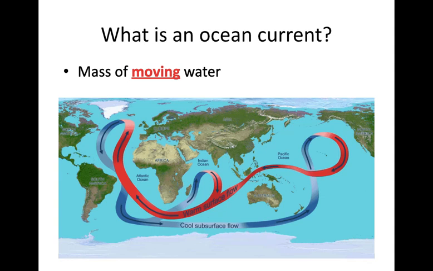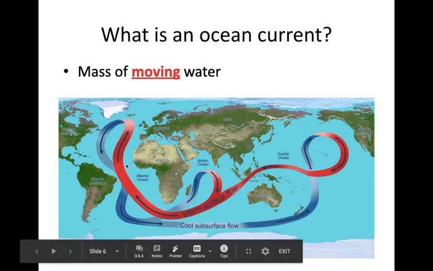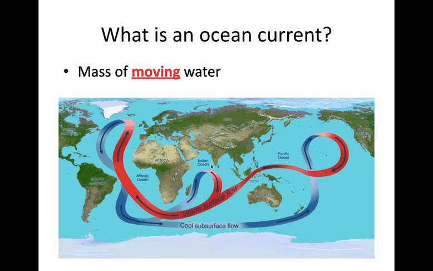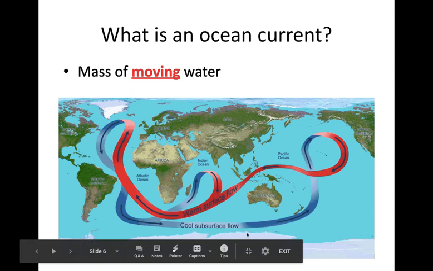This salinity is one thing that's going to affect an ocean current. Ocean current is just a big phrase for saying moving water. An ocean current is a mass of moving water. In our ocean currents diagram, the red is representing the surface ocean flow, and the blue is representing the deep ocean flows. We have a big cycle taking place in our oceans.